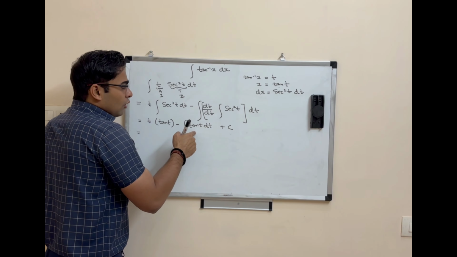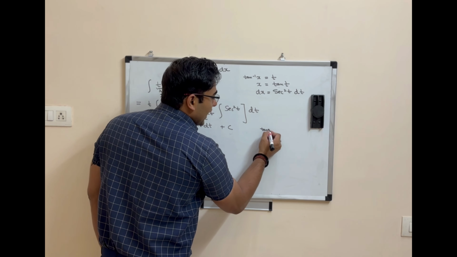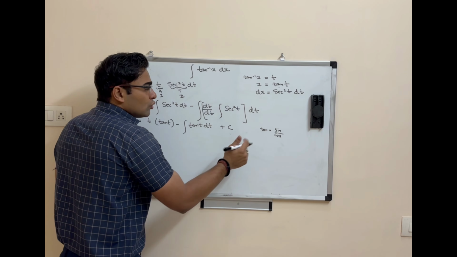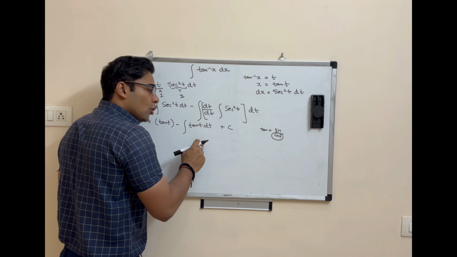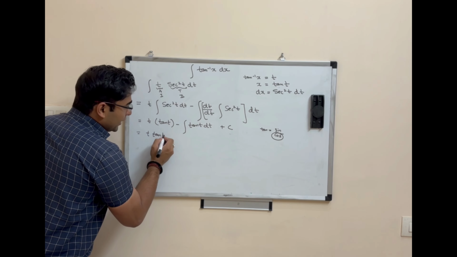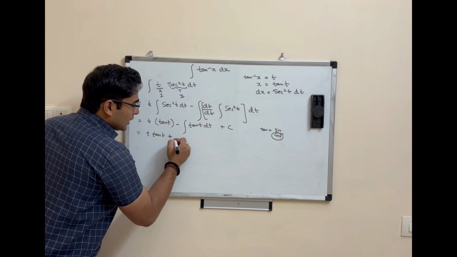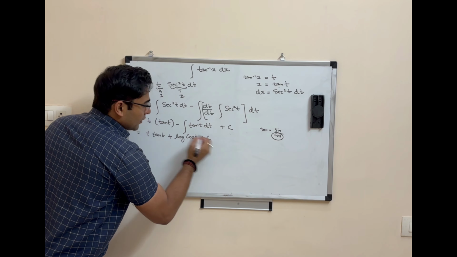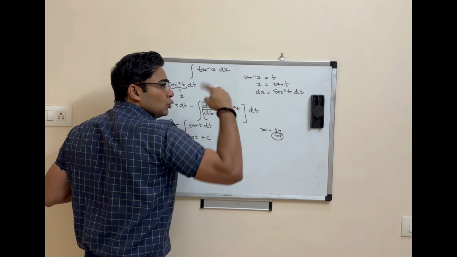So what is integral of tan t? As I have earlier told you, the easy trick to remember this is tan is nothing but sine upon cos. So whatever is in the denominator, you will write this along with log. So it will be t tan t, so the answer is minus log cos, so it will turn out to be plus log cos t plus c. Now we have converted x into t.